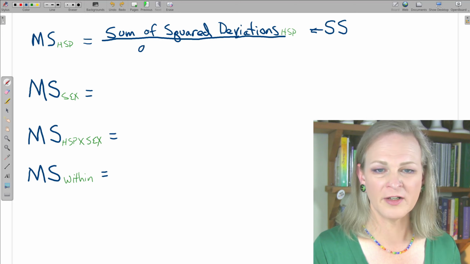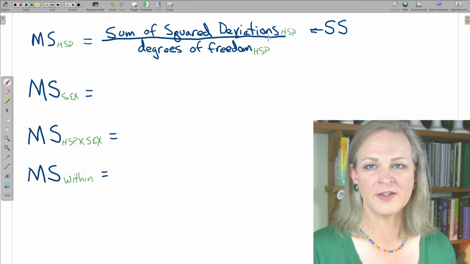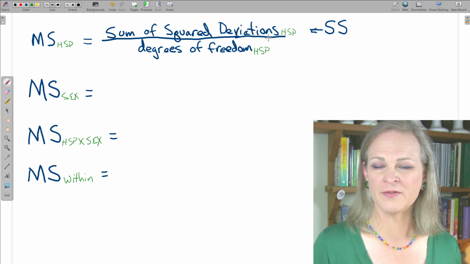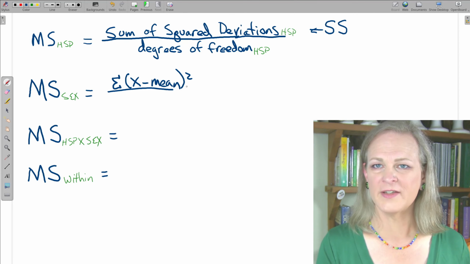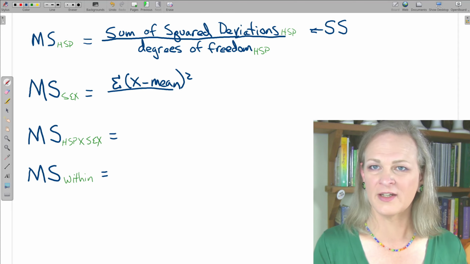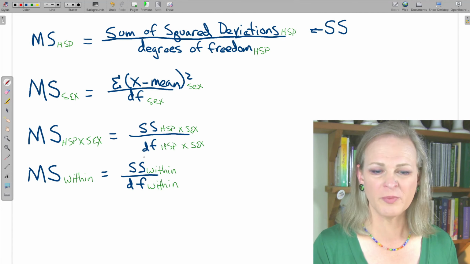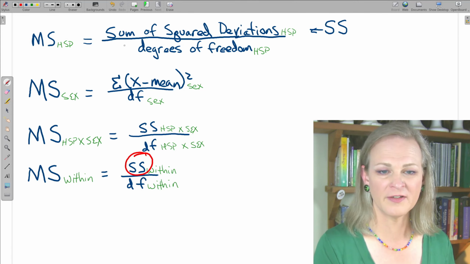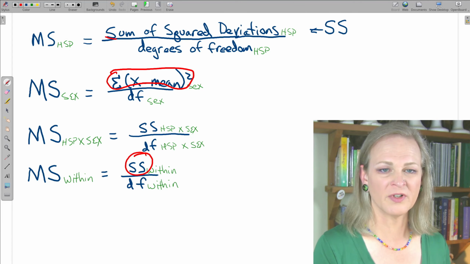In our denominator, we have degrees of freedom for HSP. So, heads up, each one of these has its own degrees of freedom and its own sum of squared deviations. And this is another way that we can write sum of squared deviations, just so we keep track of it. It's the x value minus the mean, squared. Again, just one reminder that anytime we see this SS abbreviation from here on out, that is the same thing as this, the sum of squared deviations.